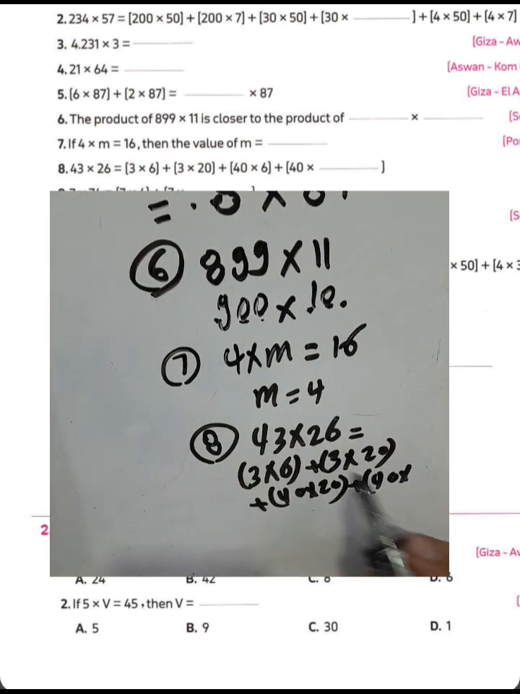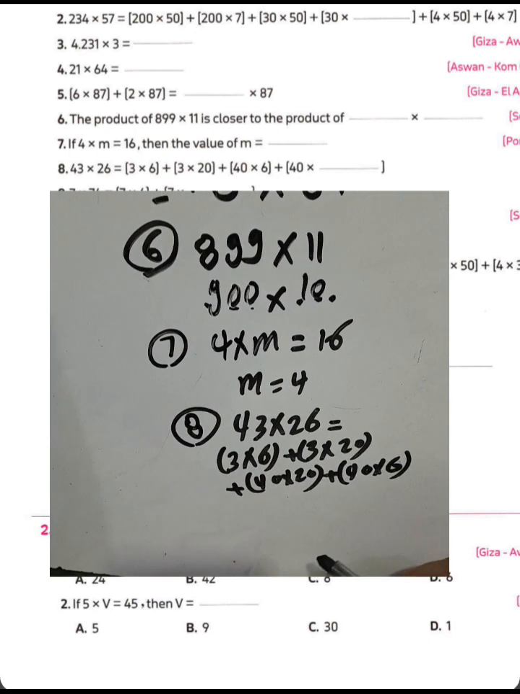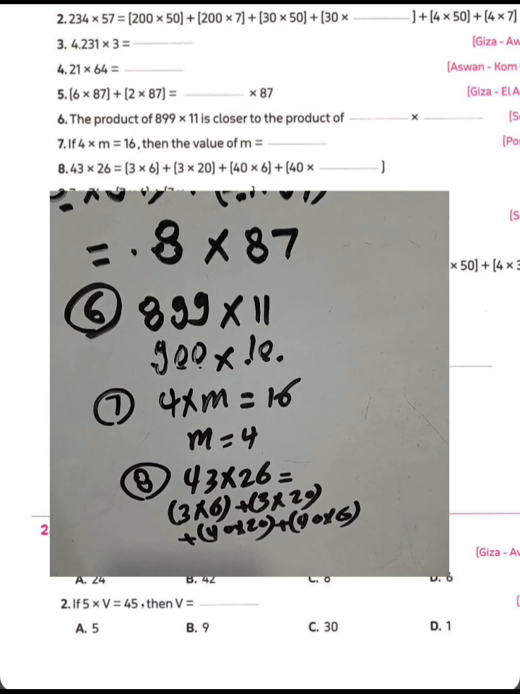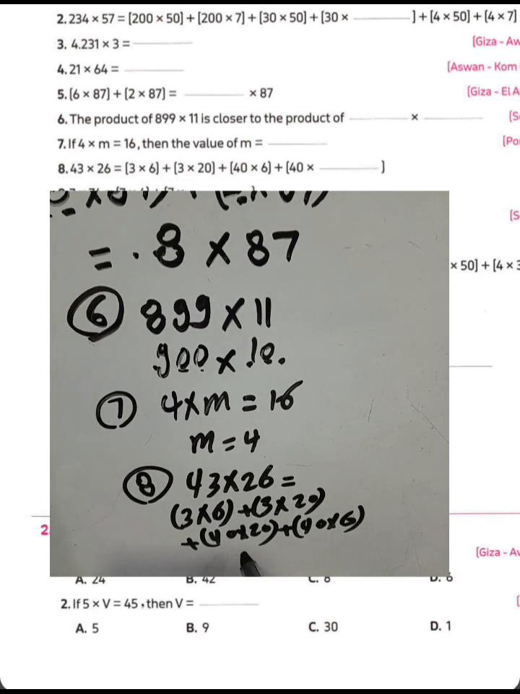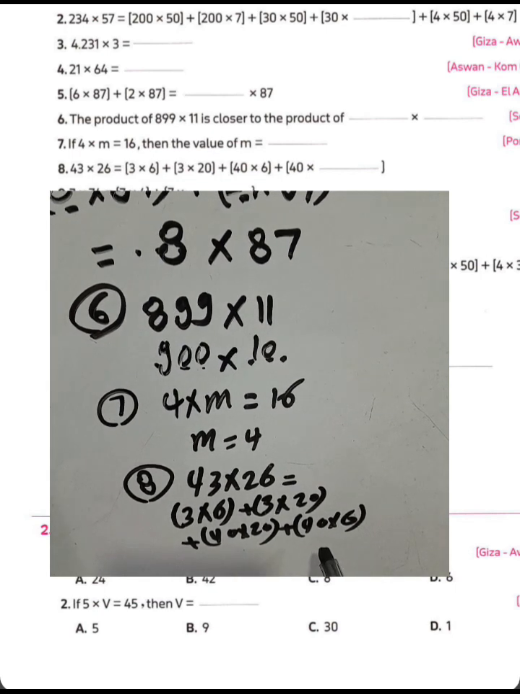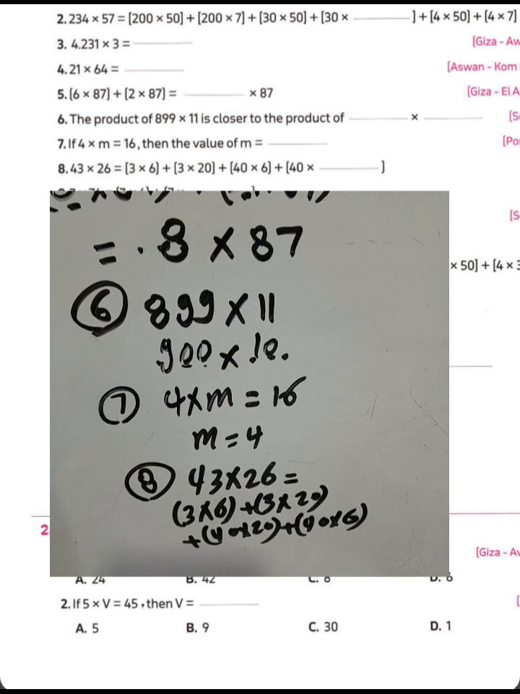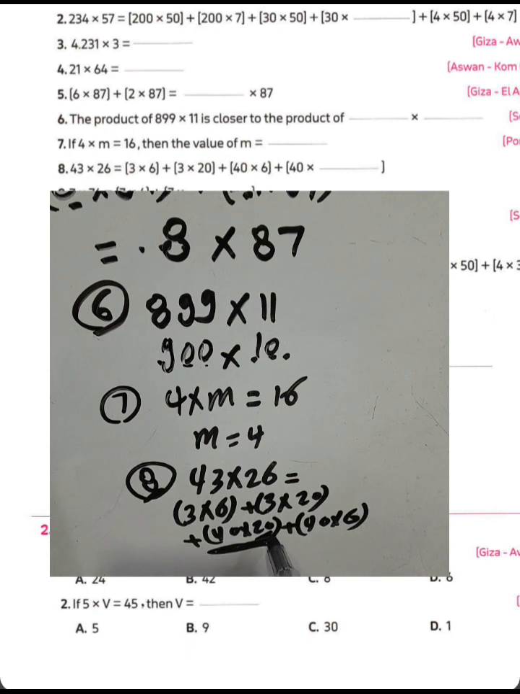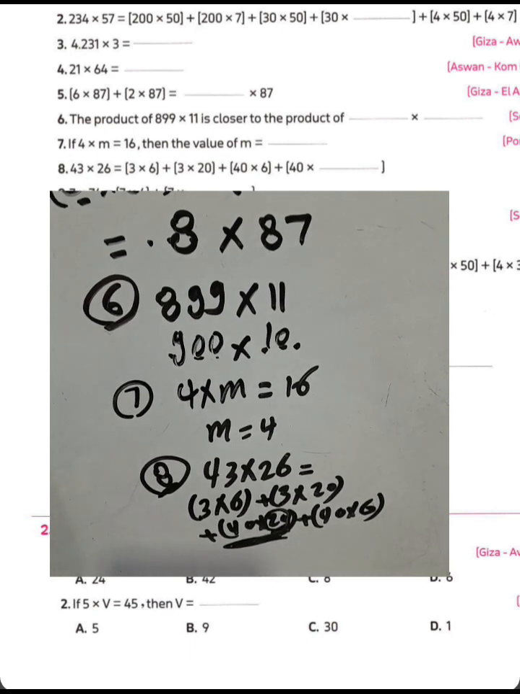So we must write in this space 20, 40 times 20, because 2 lies here in the tens. Write 20 in the space about question 8.